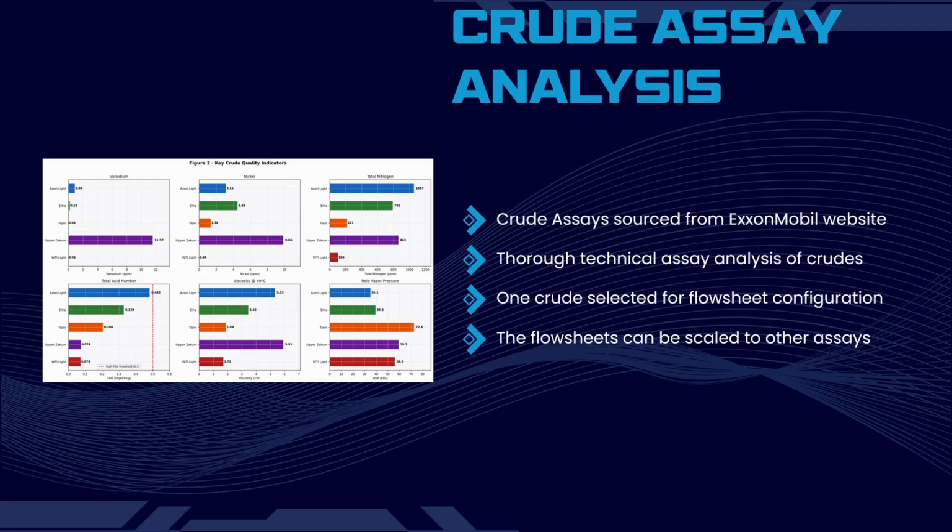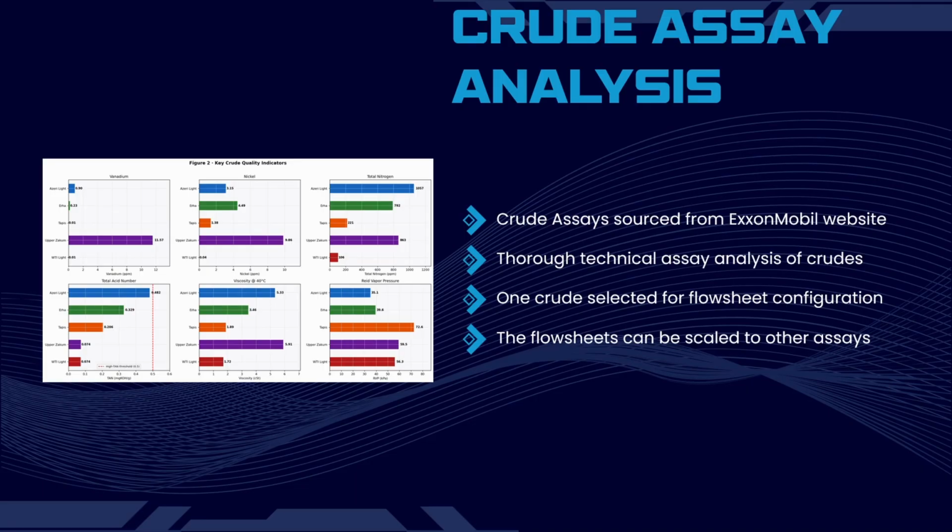So, talking about the data, what we have taken here is open crude assays available on ExxonMobil's website. From there, we had selected five crude assays, namely the Azeri Light, Erha, Tapis, Apazakum, and WTI Light. These are completely different types of crude. If you talk about the API gravity, they have very different API gravities. So it's a complete spread. You get very light sweet crude to very heavy crude as well within these five selections.